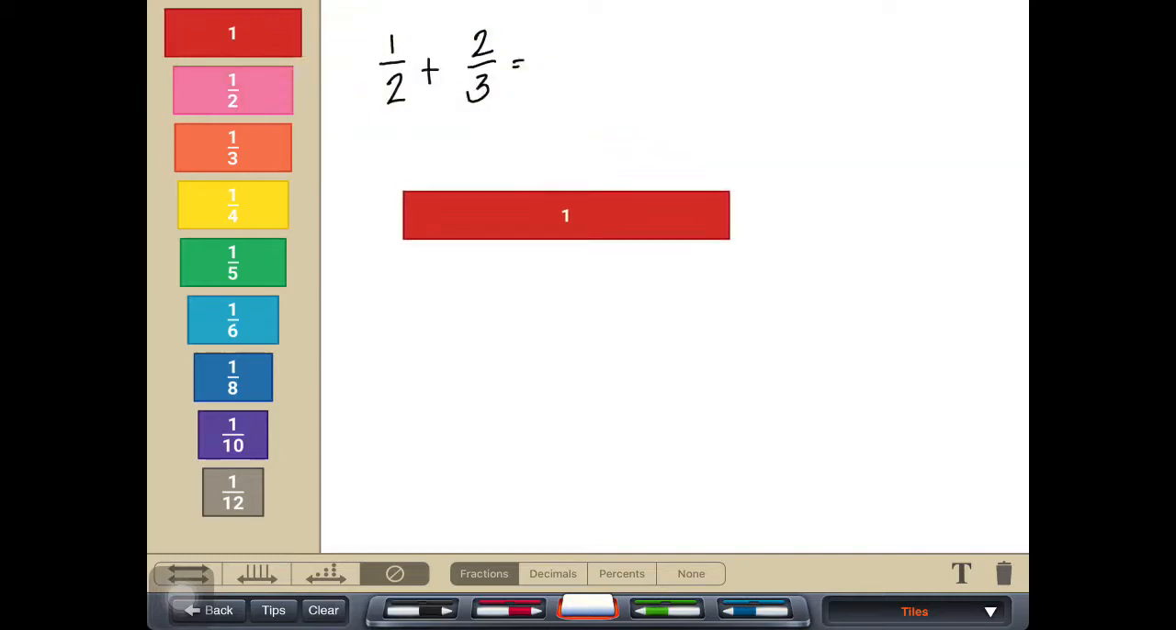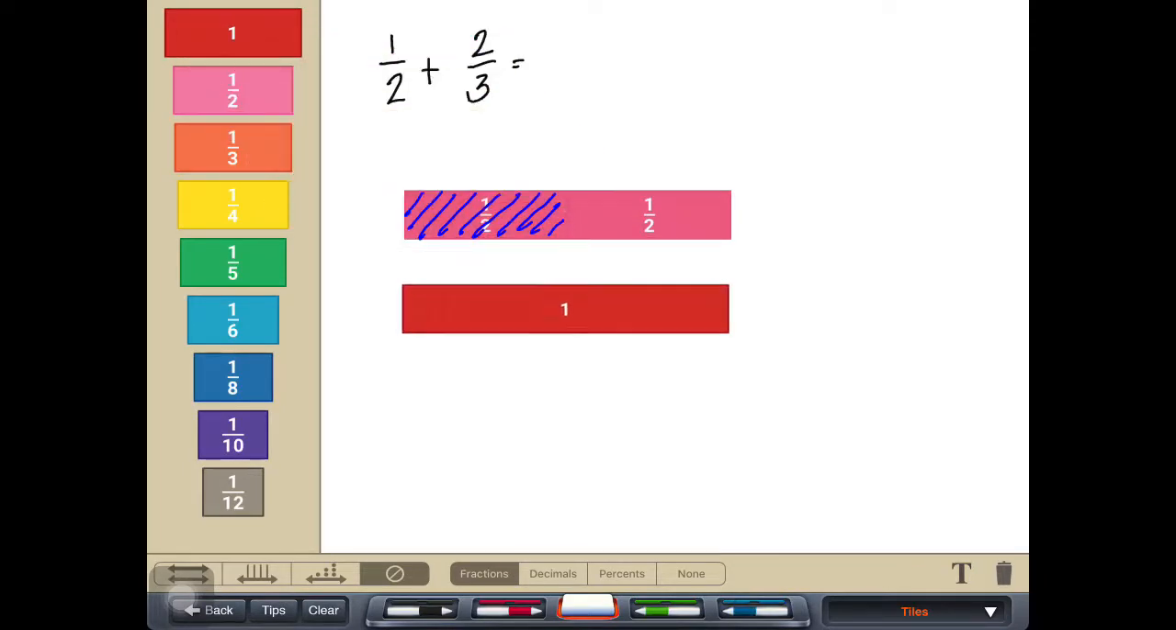So let's see what 1/2 looks like. Okay, so this is my 1/2 and 2/3. This is the 2/3. Alright, now I would have to think of a number that I can turn both halves and thirds into. Remember that I cannot add fractions with different denominators. That's why I have to turn them first into the same denominator by using equivalent fractions.